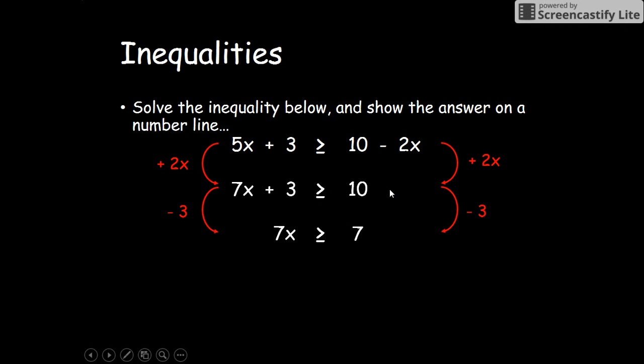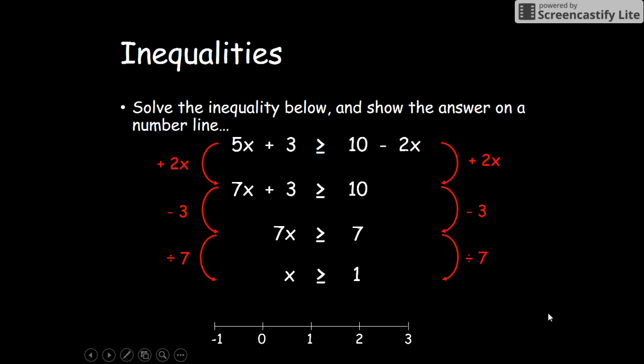So now we've got 10 take 3, which is 7. And we've got 7x is greater than. We divide that by 7, divide that by 7, and we're left with x is greater than or equal to 1. So, full circle for greater than or equal to. Greater than means it goes to the right. There you go. Okay. I think you're starting to get the gist of it.